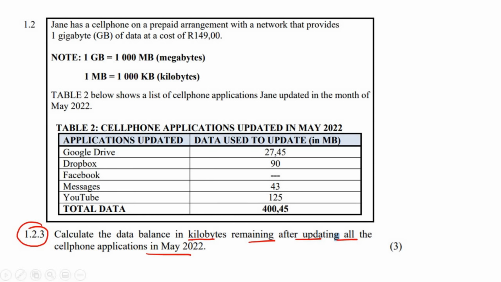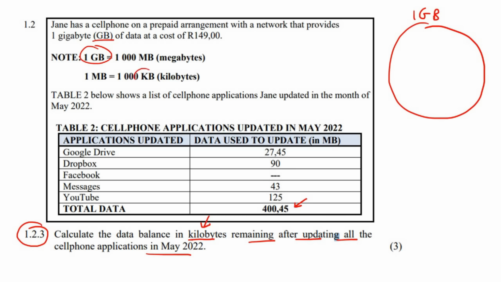Okay, so remember that Jane receives 1 gigabyte. Okay, that's how much she receives in the beginning. So let's draw a circle. She gets 1 gigabyte. Now, let's just change everything to kilobytes because they've asked us to work in kilobytes. So to change a gigabyte to a kilobyte, you can do the following. So you can say that 1 gigabyte equals 1,000 megabytes. Okay. Now to go from megabyte to kilobyte, you have to multiply by 1,000.